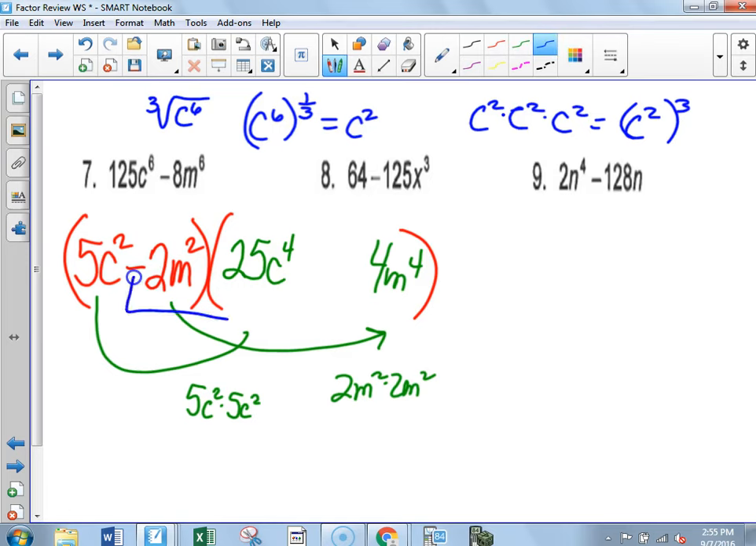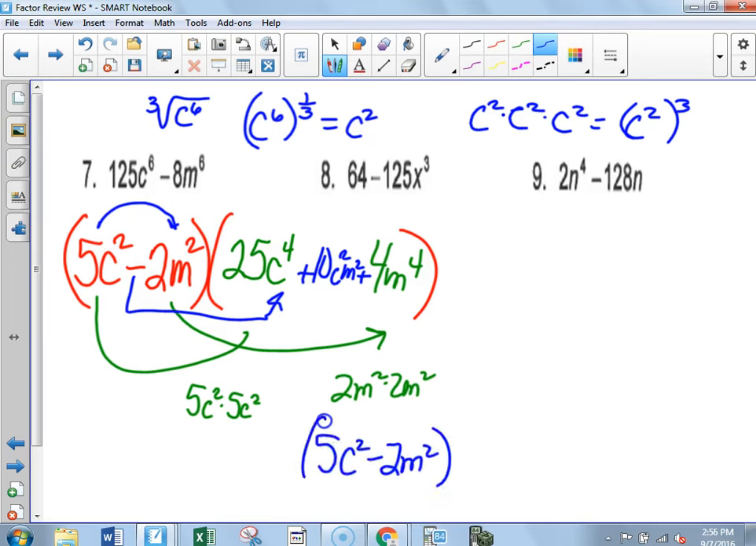The sign changes, yep, so it's going to be plus, and it's one of these times one of these, which is, yeah, c squared m squared, and I can't really squeeze that in there. Let me rewrite that much nicer. 5c squared minus 2m squared times 25c to the fourth plus 10c squared m squared plus 4m to the fourth.